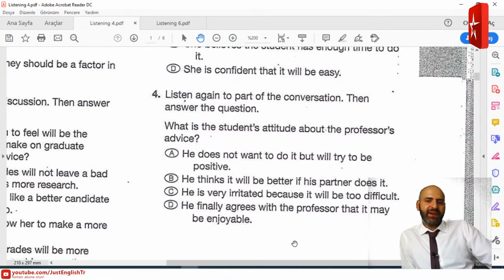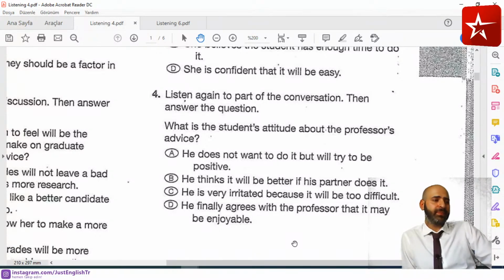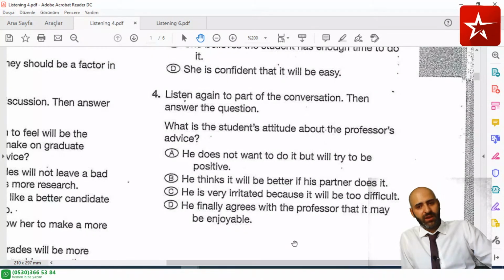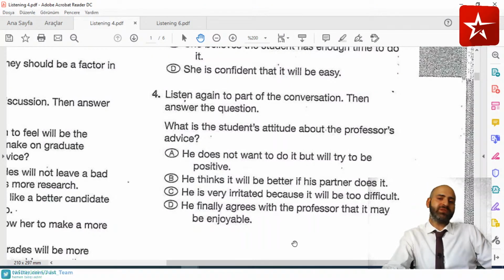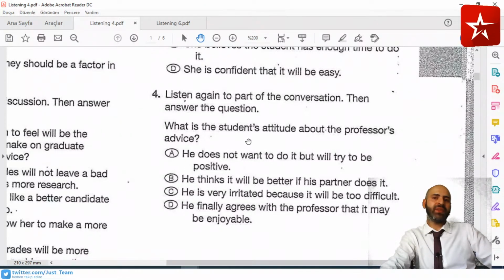Answer D says he finally agrees with the professor that it may be enjoyable. He agrees with the professor, this part is okay. But what does he agree with? He agrees that he will do it and he will try to look on a brighter side. Okay? So brighter side doesn't mean that it will be enjoyable, but it means that he will try to be positive. Therefore, the correct answer here is A and not D.